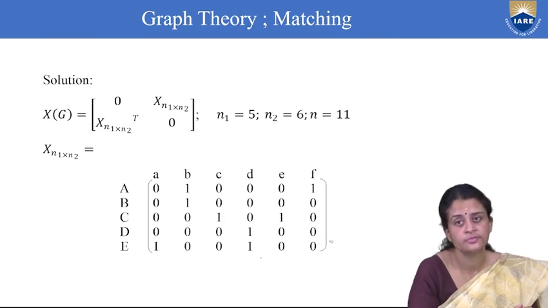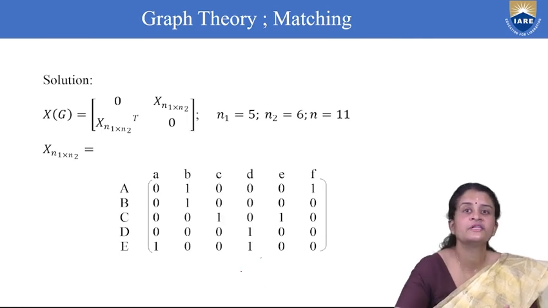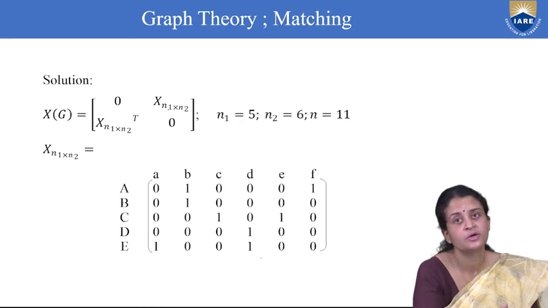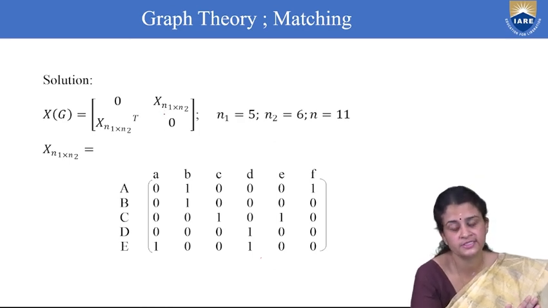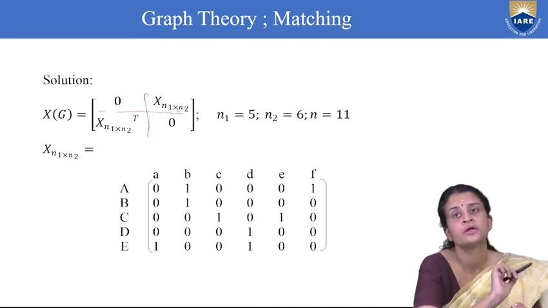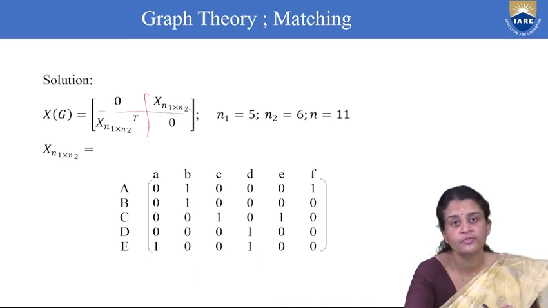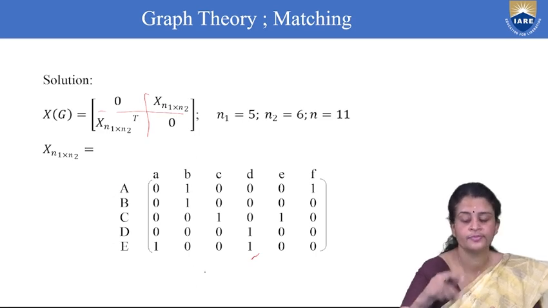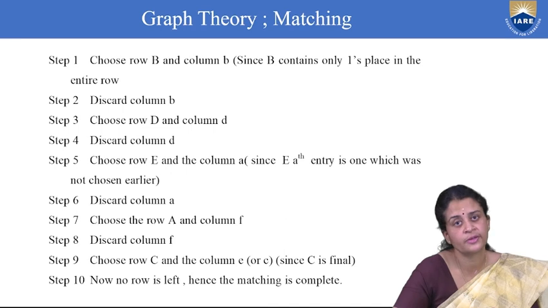Okay, this matrix I have put like this. That is x12. Instead of putting x12, I have clearly expressed it like this: X n1 by n2 matrix. Here we have n1 as 5 and n2 as 6, so a 5 by 6 matrix here. And x12 is here. And the transpose of this is okay.